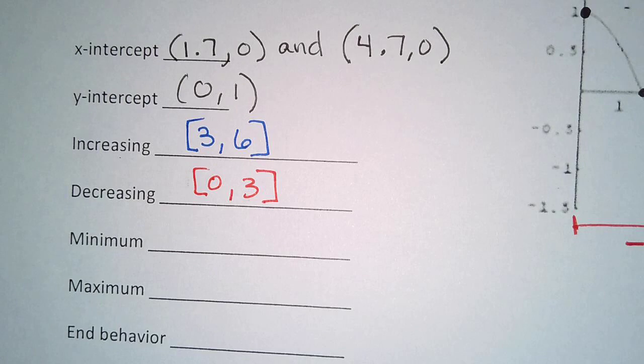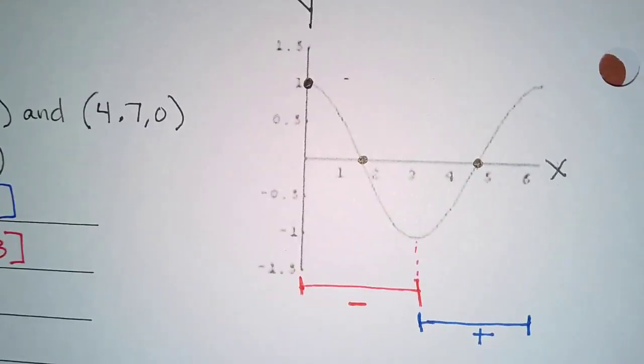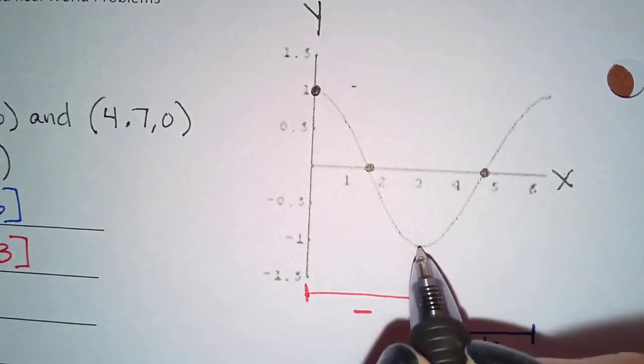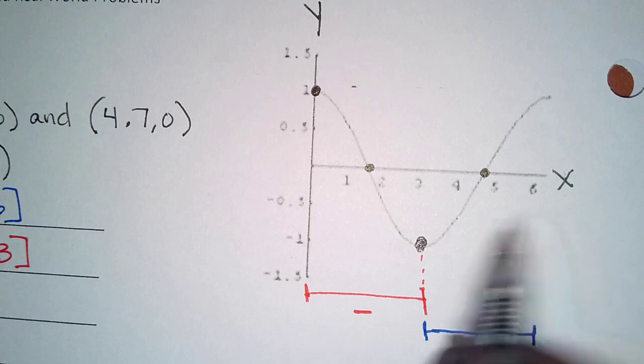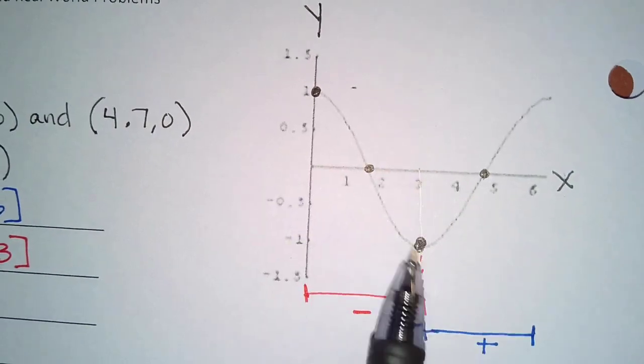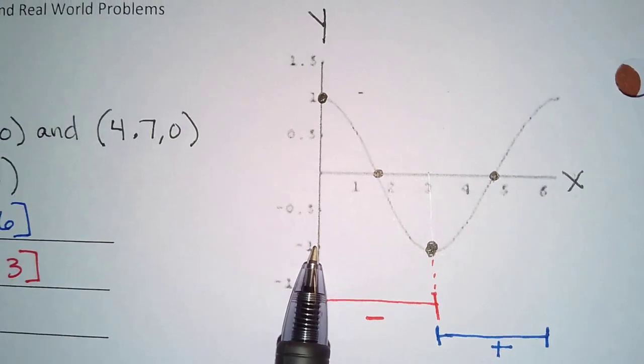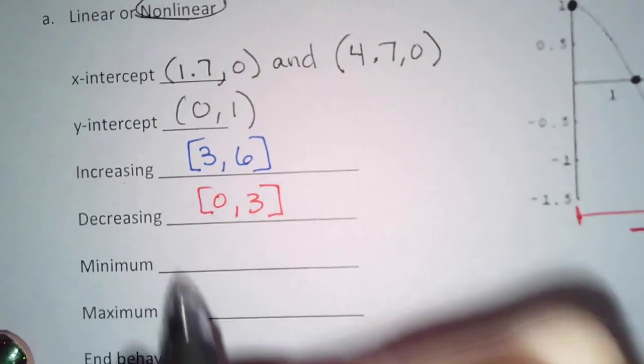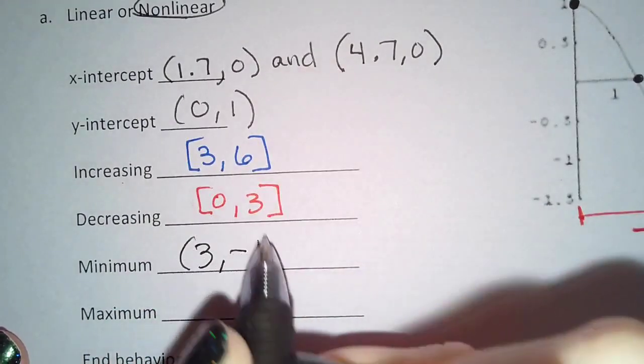Okay, minimum. This is our lowest point on the graph. How many lowest points do you see? 1, and here it is. We'll estimate that, so that's right to 3, down to -1. So 3, comma, -1.